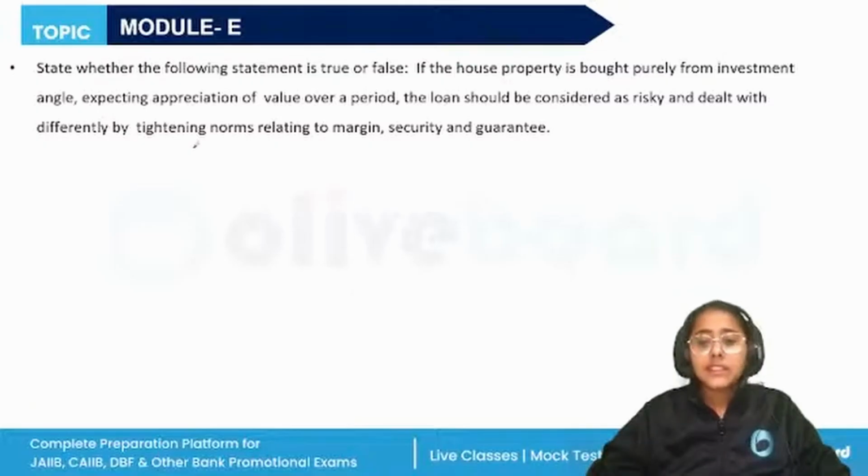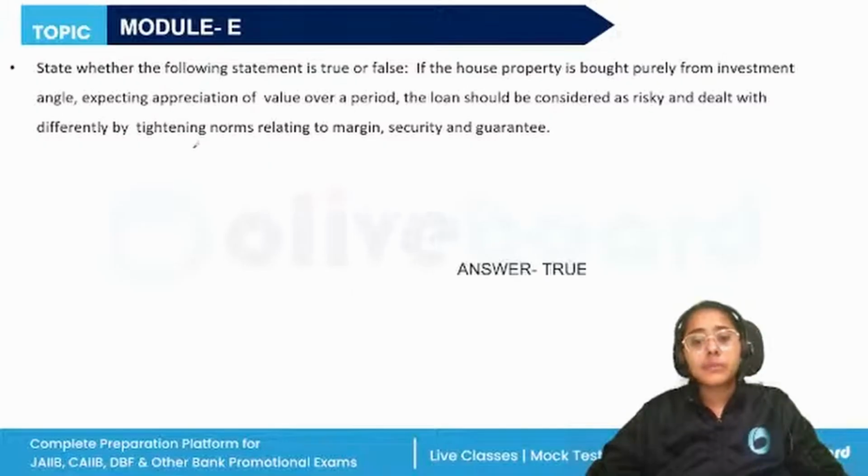The person is purchasing the house only to invest, and they feel that the value will increase. Is it considered risky? Yes, definitely it is considered risky. And will it be handled differently? The margin will be kept higher, security will be asked and should be valued, and a guarantee will also be asked by the bank. So this statement is absolutely true.